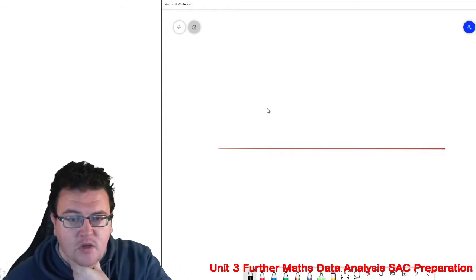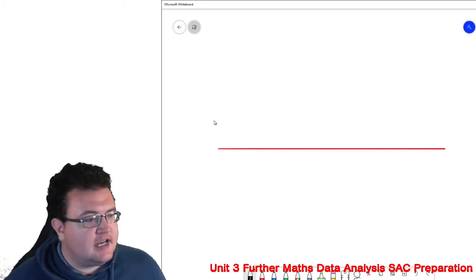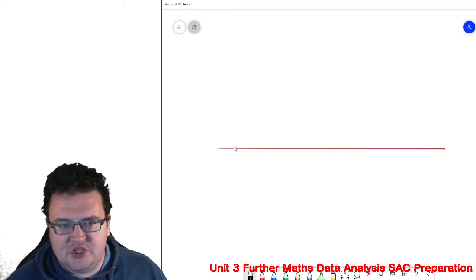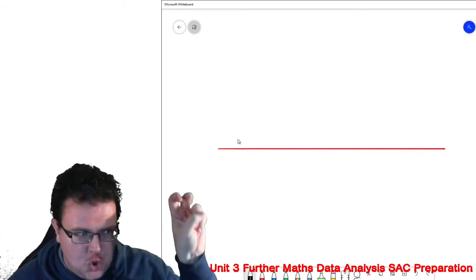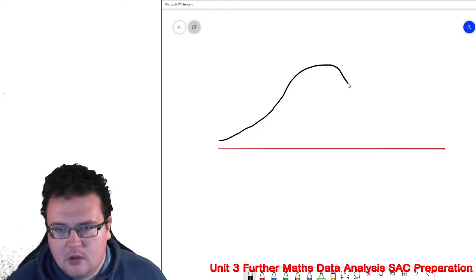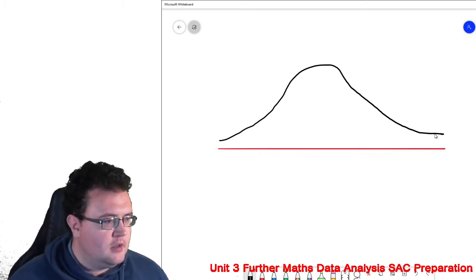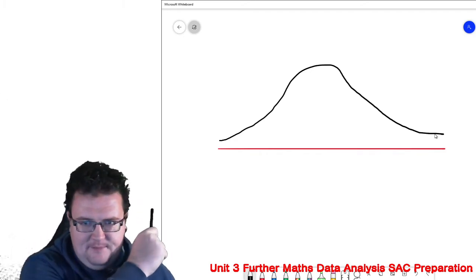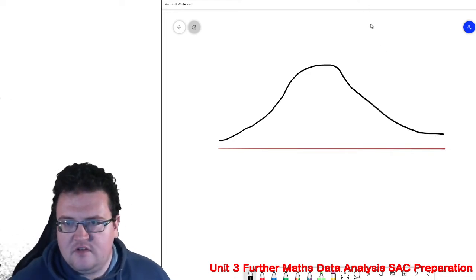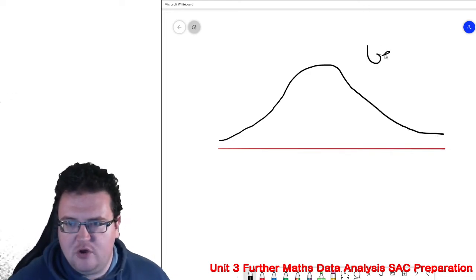Now, if your data is normally distributed, if it's approximately normal, it should approximately look like that. That is a really bad diagram. It's also known as a bell curve. So this is a normal distribution or a bell curve.